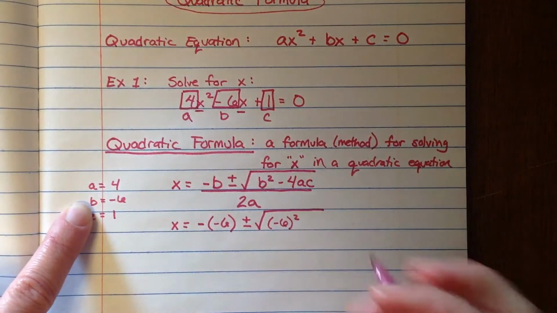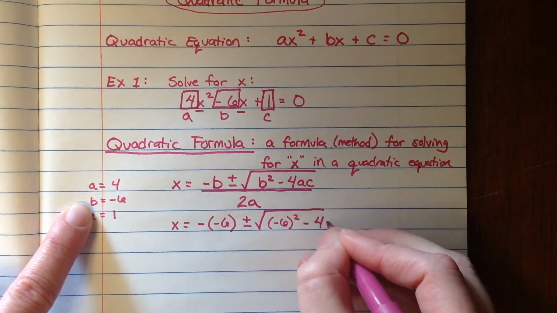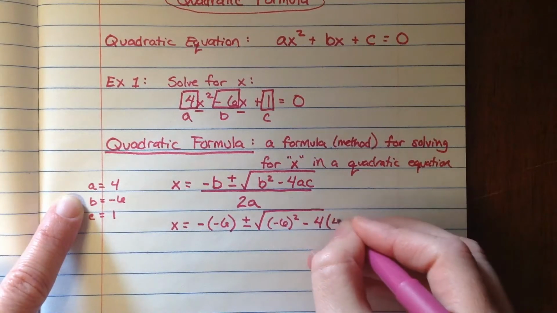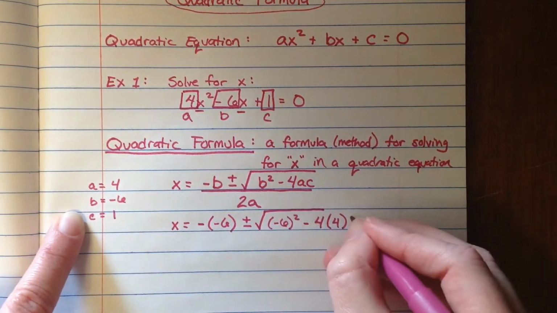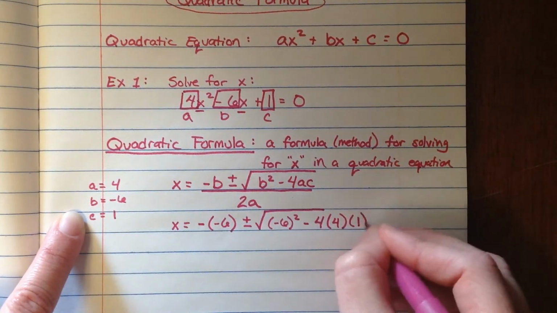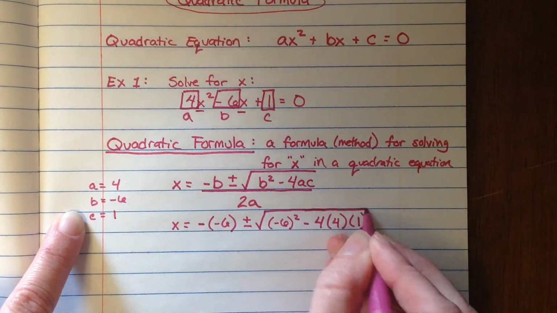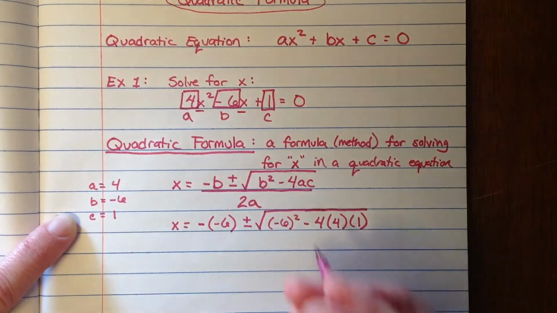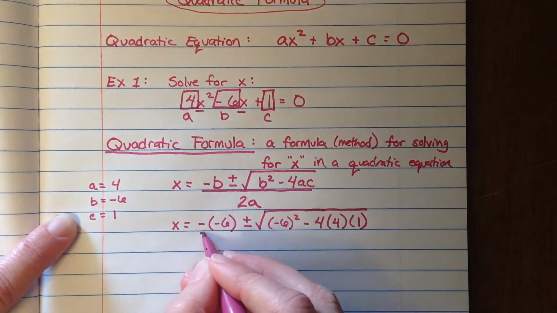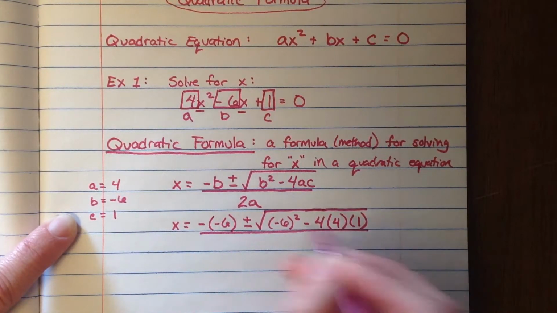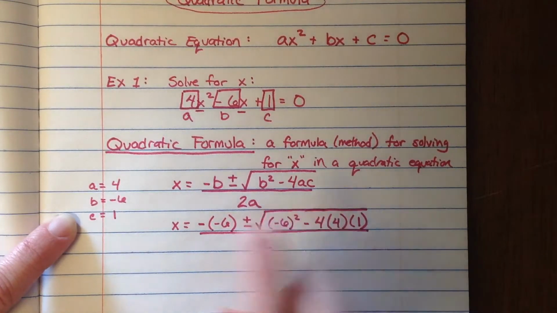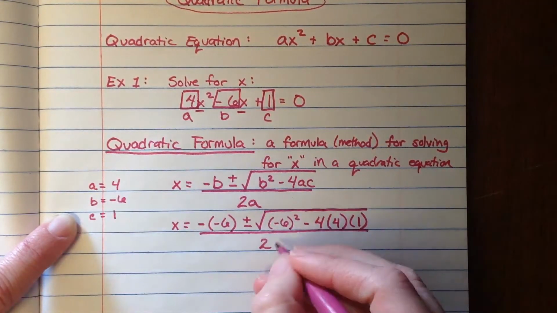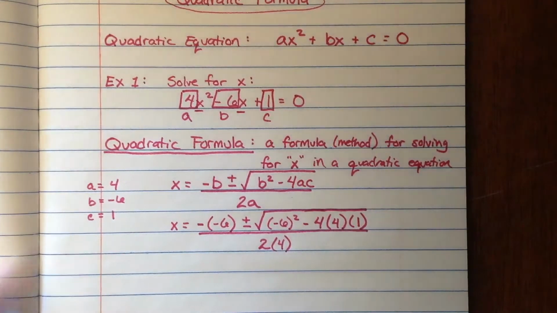So we plug in what we see for b, minus 4 times the a value, which is 4, times my c value, which is 1. Now remember, all of that is underneath the square root symbol, so I'm going to extend that out as far as I need to. So I plugged in my a and my c, and that's all over 2 on the bottom, 2 times a. Well, my a value is again 4, and so on the bottom I'm going to do 2 times 4.